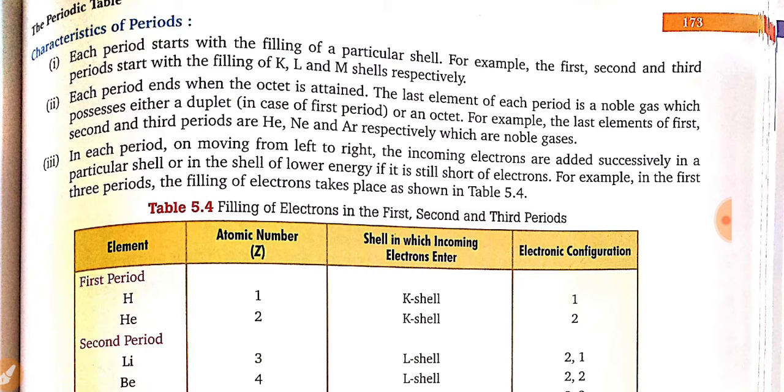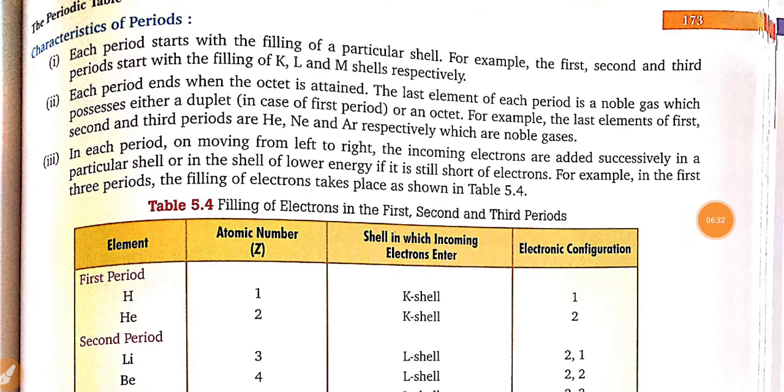The last element of each period is a noble gas, which is either a duplet in case of the first period or an octet. For example, the last elements of the first, second, and third periods are helium, neon, and argon respectively, which are noble gases.